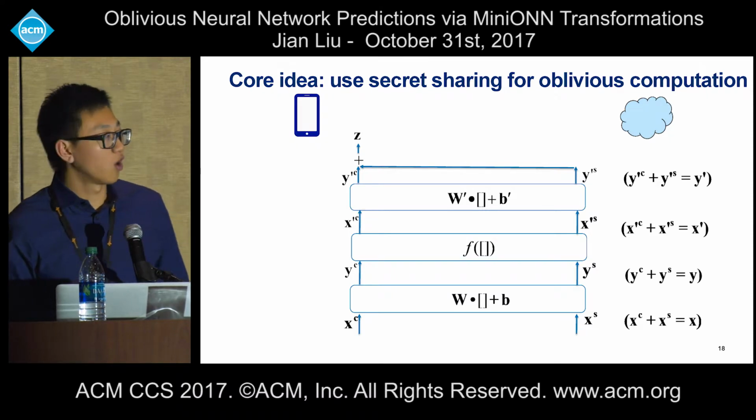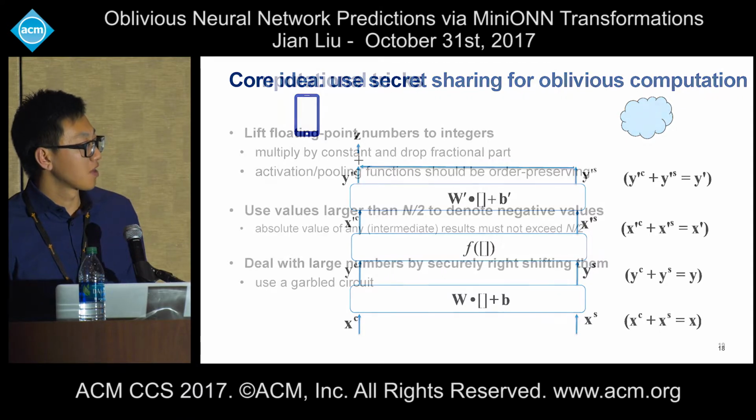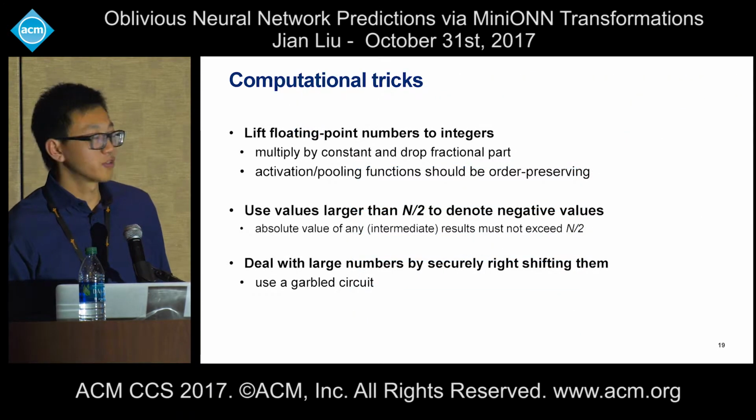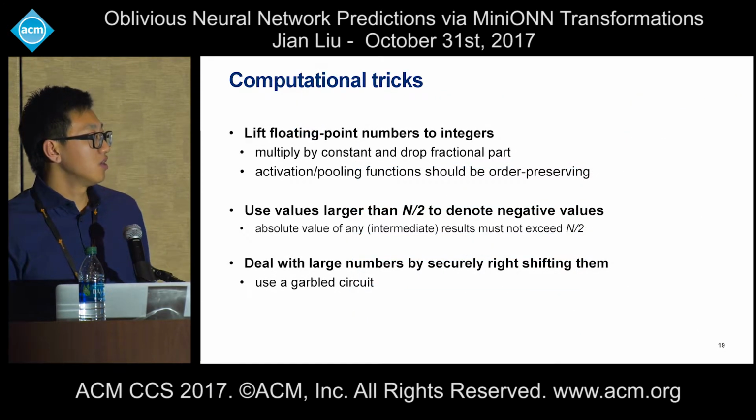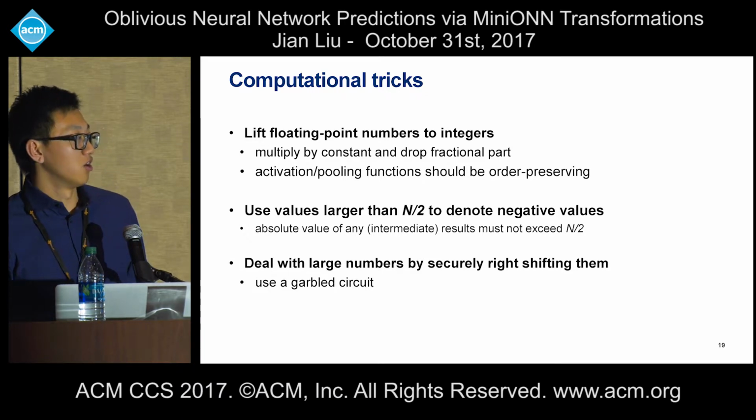Now we have seen how to calculate each layer obliviously. We have several computational tricks. We lift the floating point number to integers by multiplying a constant and drop the fractional part. In order to do this, we must make sure that all the activation functions or Boolean operations are order preserving. Fortunately, all the commonly used ones are order preserving.